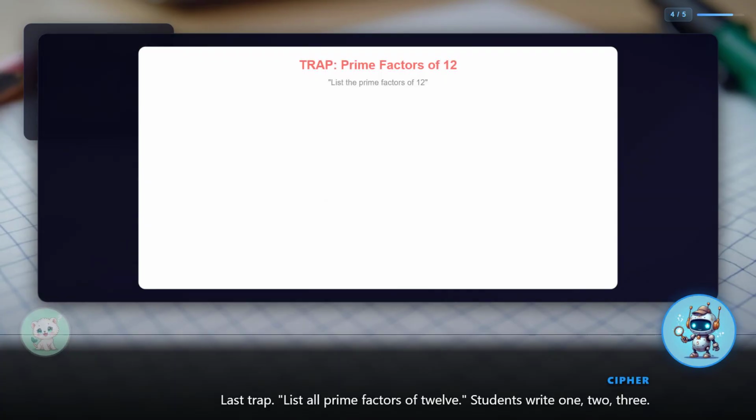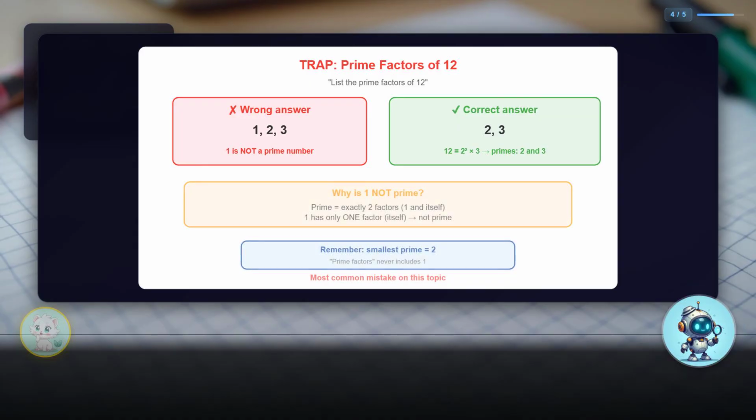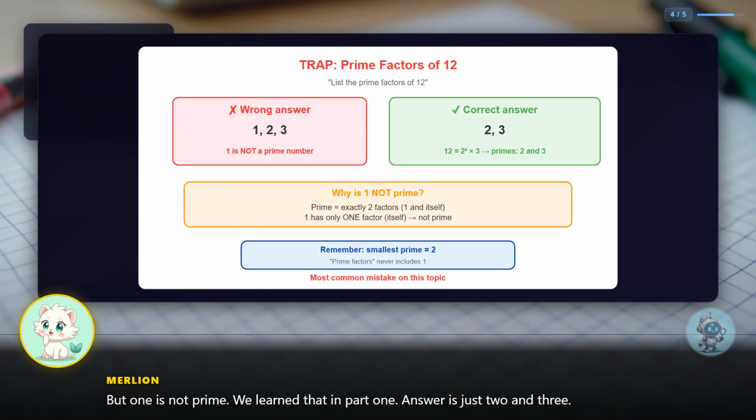Last trap. List all prime factors of 12. Students write 1, 2, 3. But 1 is not prime. We learned that in part 1. Answer is just 2 and 3.